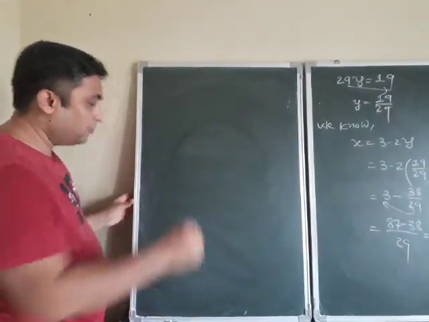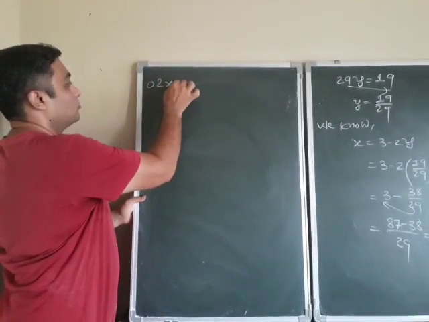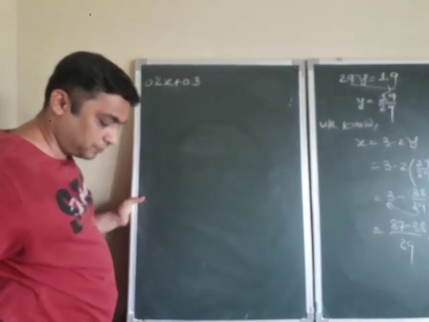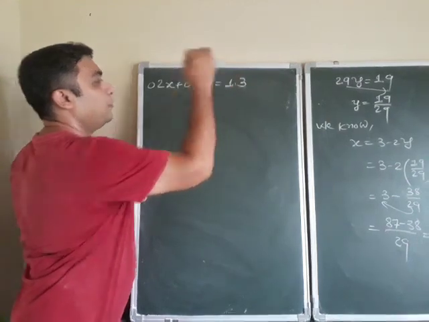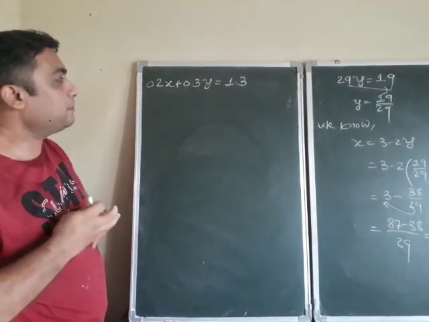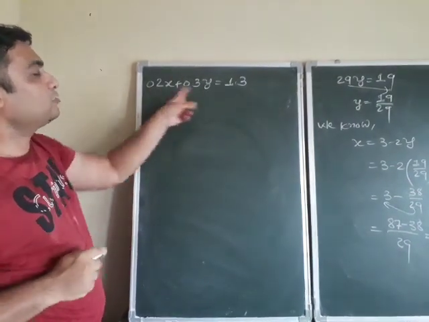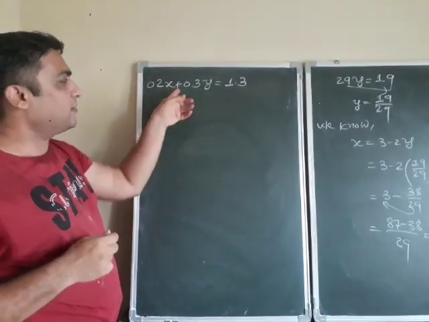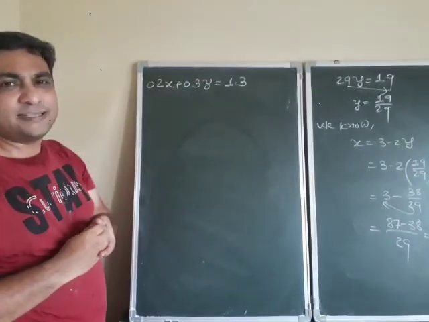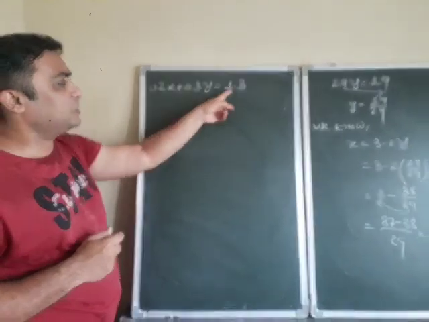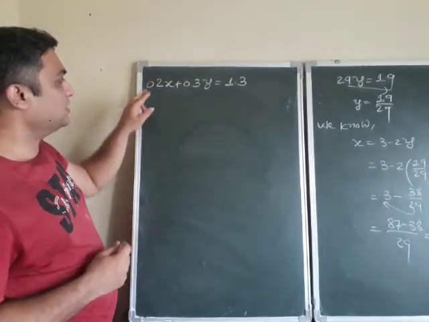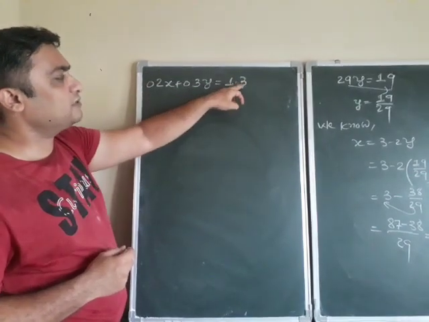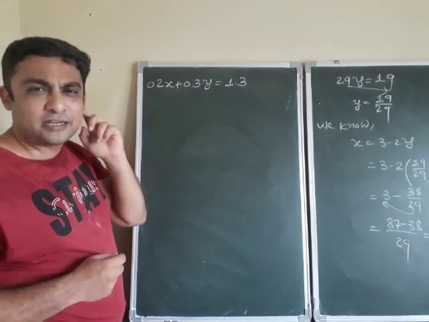Example number 4. 0.2x plus 0.3y is equal to 1.3. See 0.2x plus 0.3y is 1.3. Now see this equation is also not easy to solve because it's given in decimal values. So we must convert it into integer form. So see this is 0.2, this is 0.3 and this is 1.3. So one decimal place only. So what can I do?